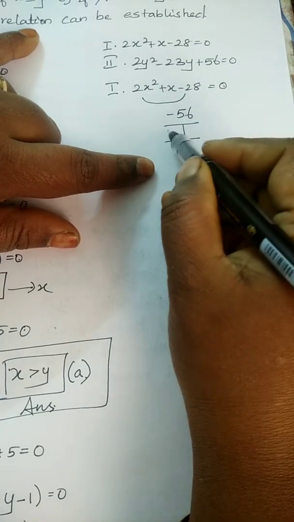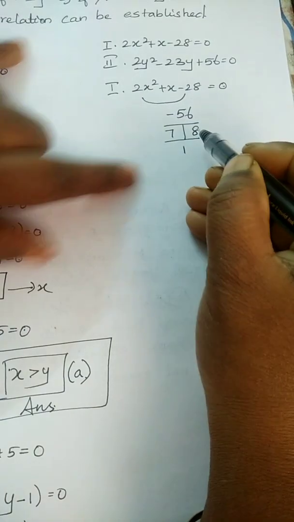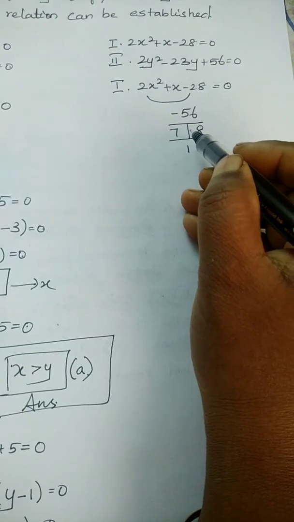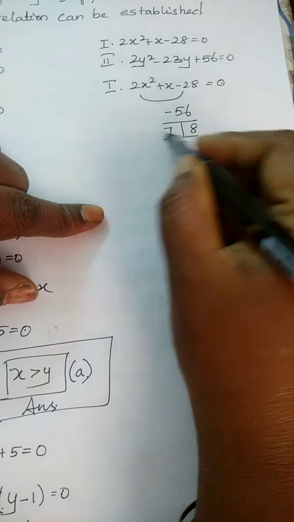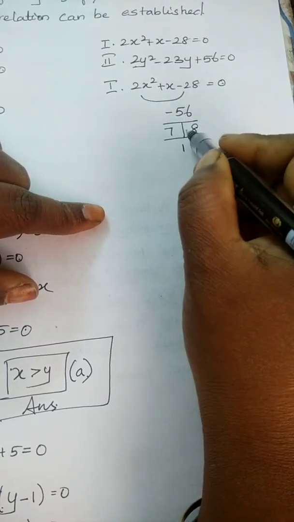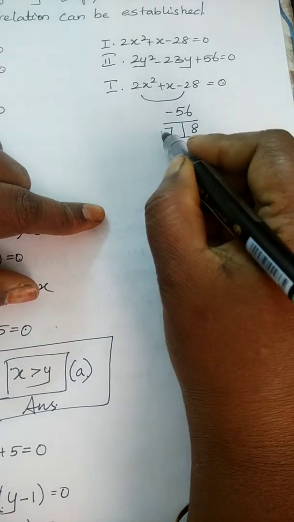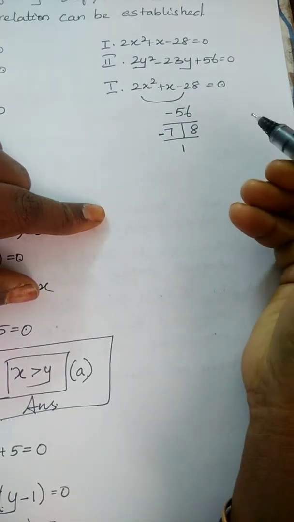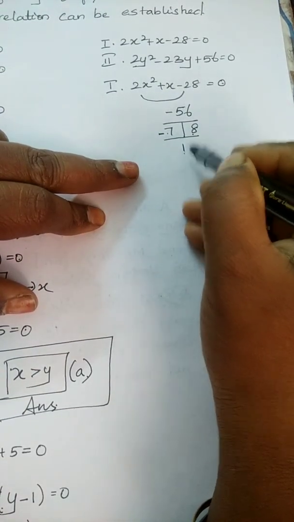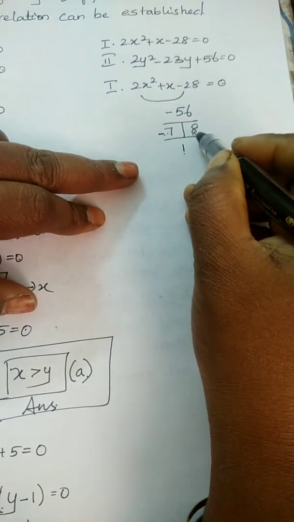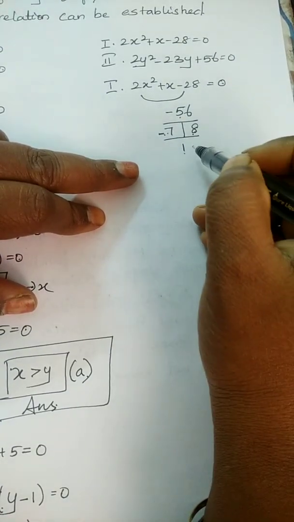Can we write 7 into 8, sir? 7 into 8, or 8 into 7? Any number you can write. Minus 56. So minus 7 plus 8 gives 1, and minus 7 multiplied by 8 gives minus 56.